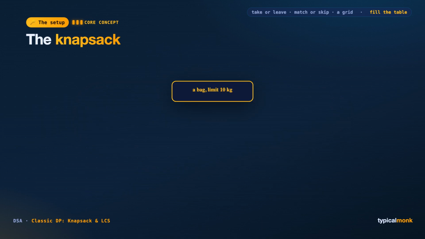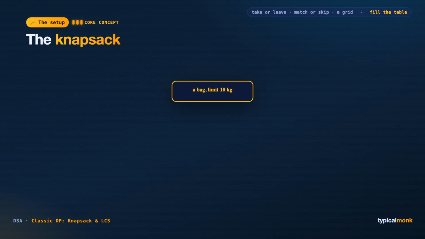Let us set up the knapsack problem concretely, because a clear setup is half the solution. You have a bag with a fixed weight capacity, say 10 kilograms. The capacity is the hard constraint. Whatever you choose, the total weight cannot exceed it. This limit is what makes the problem interesting.